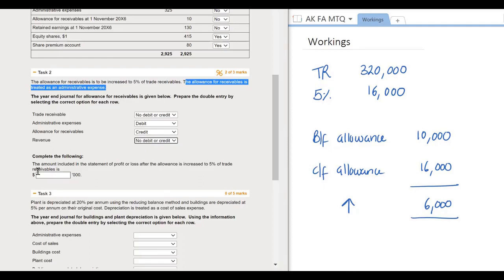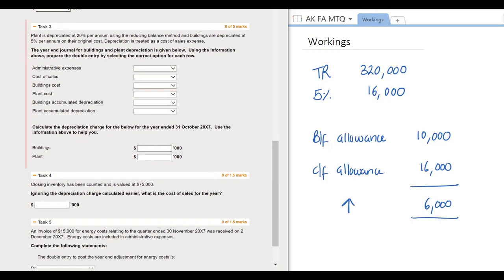Finally, we need to complete the following, which is the amount to include in the statement of profit or loss after the allowance is increased to 5%. We've already calculated this as 6,000, so we can type in the 6. Bear in mind you're already given the thousands there, so simply type in the 6 and you can move on. And again, you can see that we've attempted all parts of this question correctly.